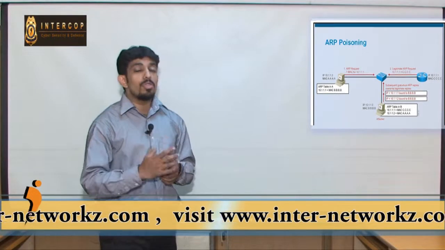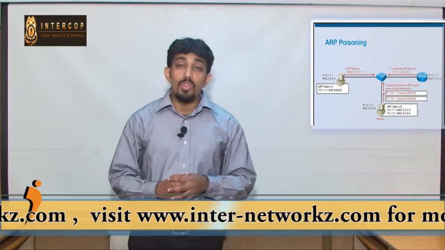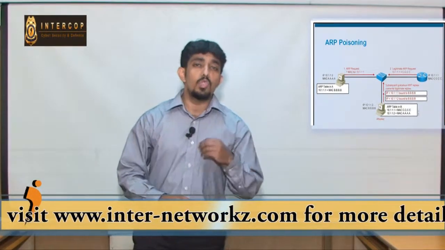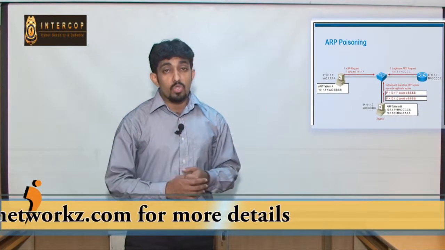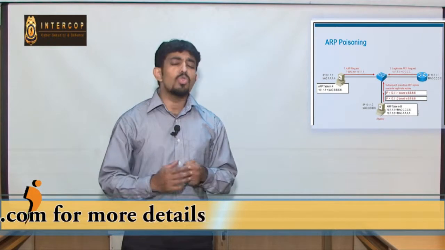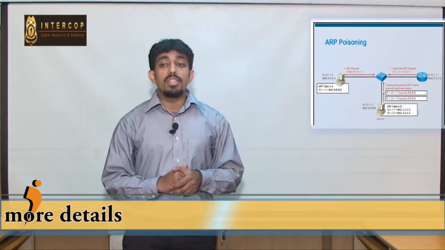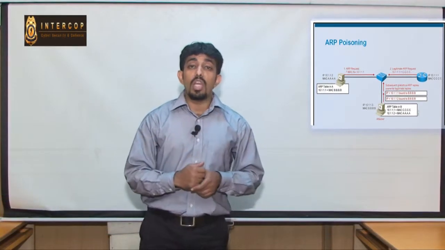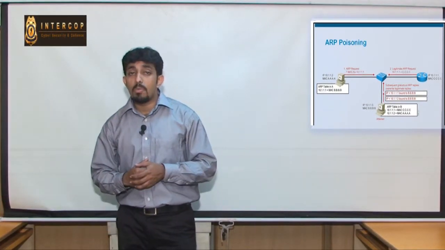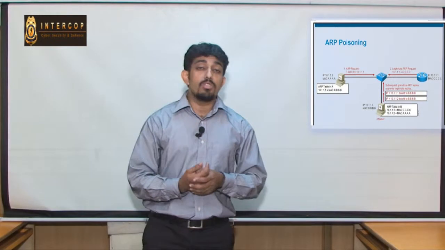So guys, hope you have understood what ARP spoofing is. There are so many other small attacks which can be done on a LAN network. DHCP snooping, DHCP starvation, so many attacks are there which can target your network and your data on a LAN network. So I just want you guys to be aware of all these things.